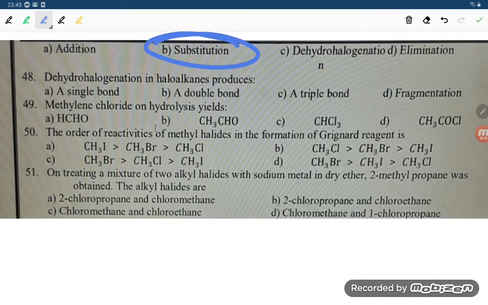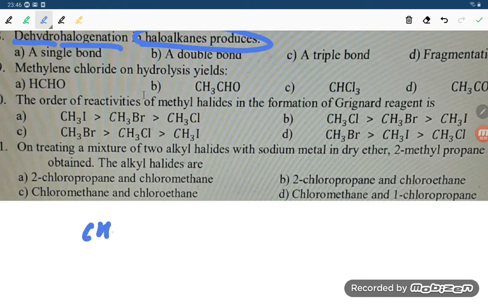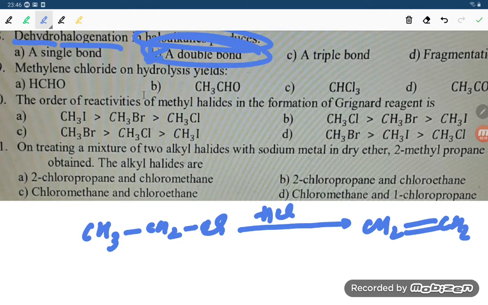Now let us move to problem number 48. Dehydrohalogenation in haloalkanes produces... Suppose we have CH3CH2Cl. If you remove HCl, hydrogen and chlorine, what will you get? CH2=CH2. That is the correct option, option number B. A double bond will form.